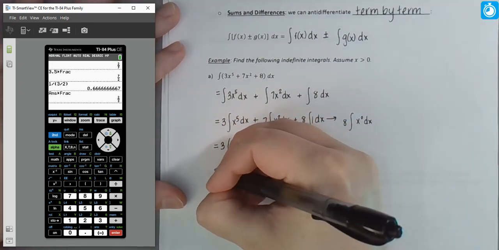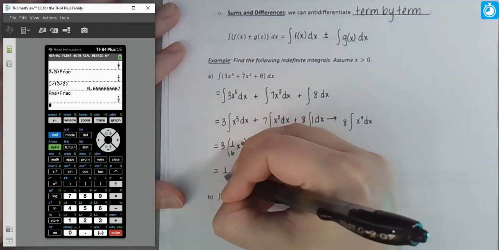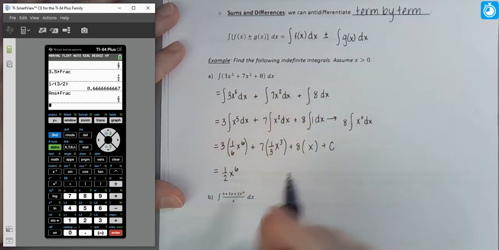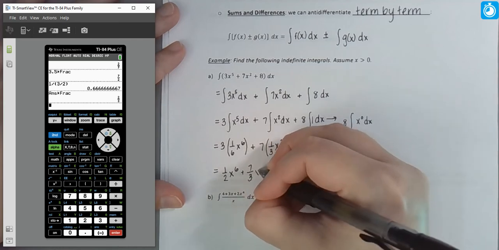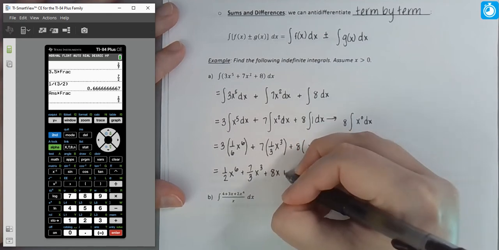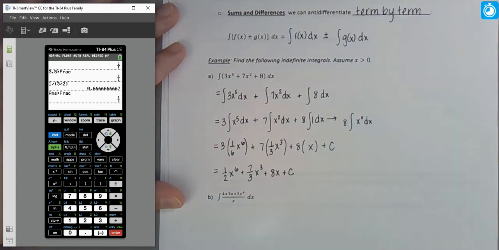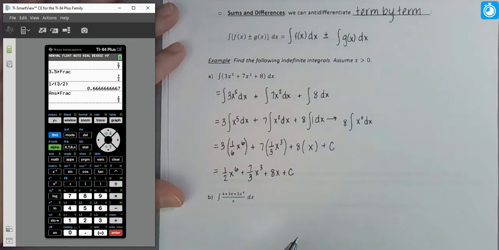Let's just clean that up a little bit. So 3 times 1/6, well, that's 3 over 6, which is 1/2. So 1/2 x to the 6th. 7 times 1/3, we can just write as 7/3 x to the 3rd power plus 8x plus c. And if we were to differentiate that, we end up with our original function, which confirms that this is the antiderivative. Okay, let's try one more, and then we'll talk about a slightly more complicated situation in more detail what's going on with the c.